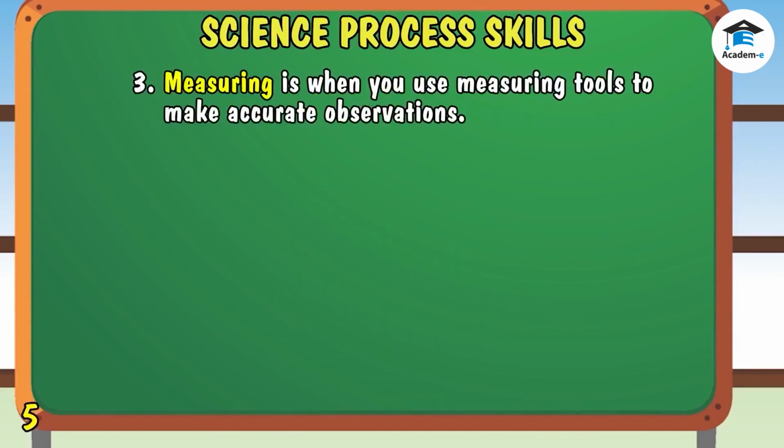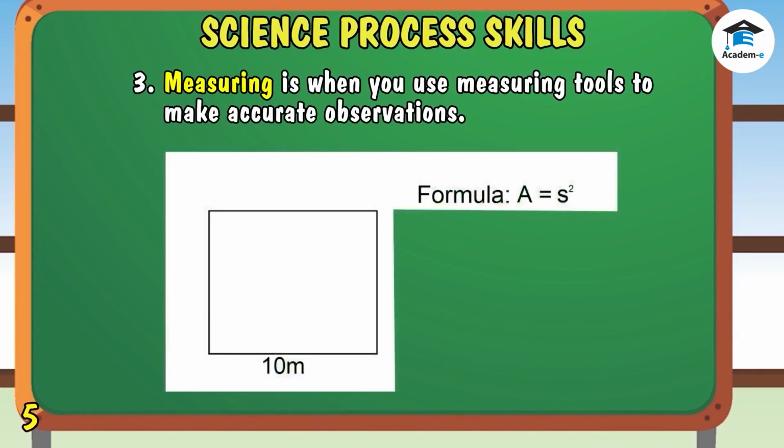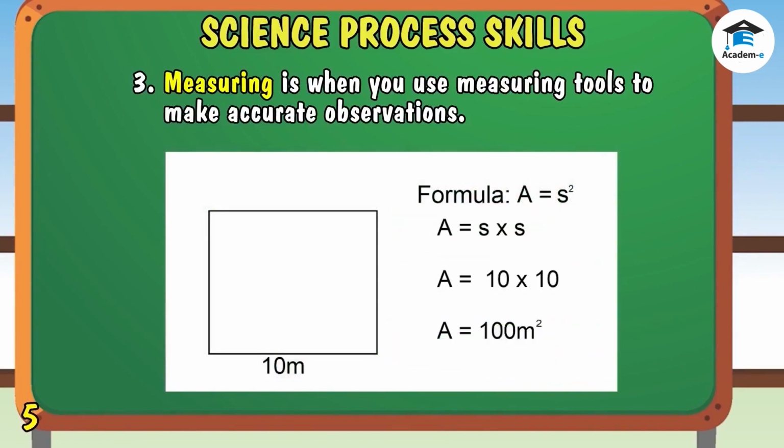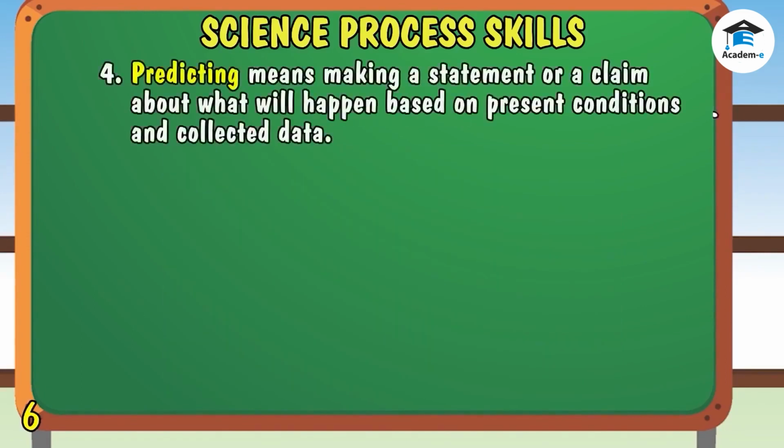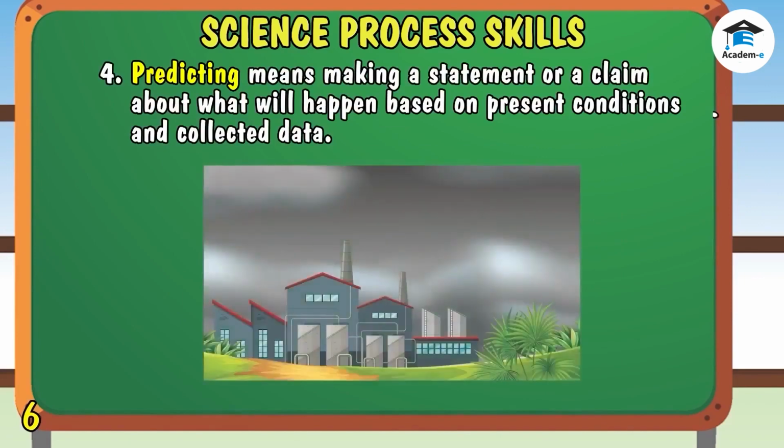3. Measuring is when you use measuring tools to make accurate observations. Try to measure the area of a square. 4. Predicting means making a statement or a claim about what will happen based on present conditions and collected data. Now, try to predict the weather in the next few hours. You got it. Based on the appearance of the clouds, you may say that it will rain in the next few hours.